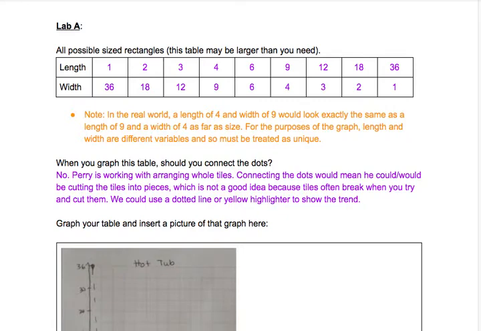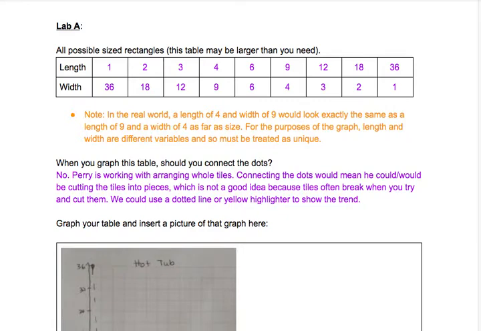Now, in case you're wondering, where did I get my numbers? Well, 36 tiles is an area. That means that when I have the length and the width, they have to multiply to 36 because otherwise I wouldn't be able to organize them into my rectangles.